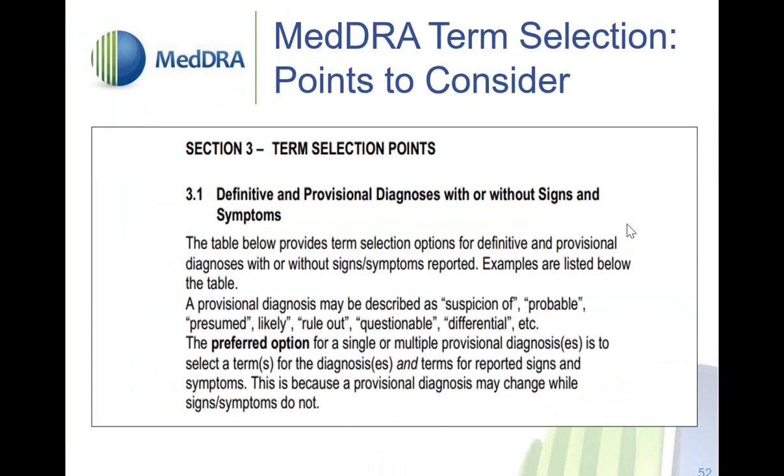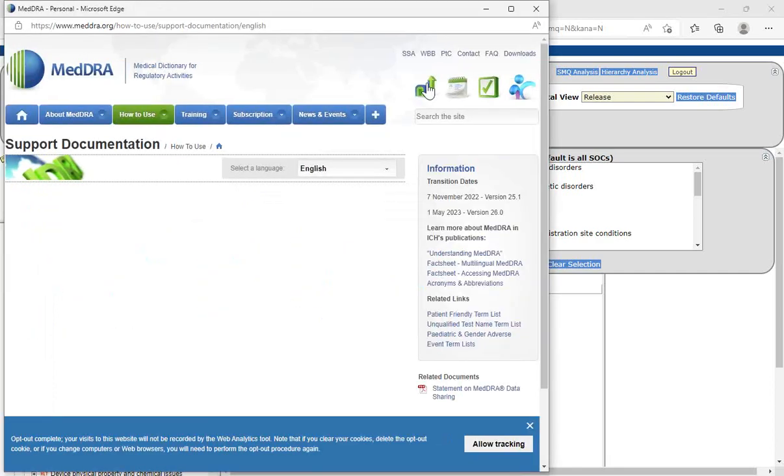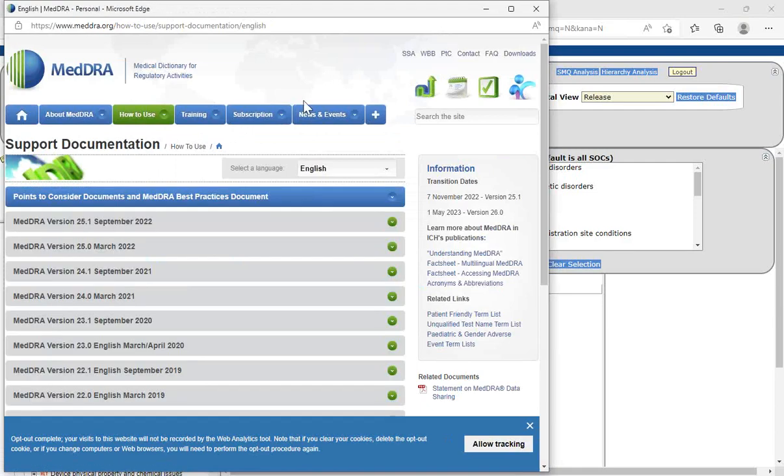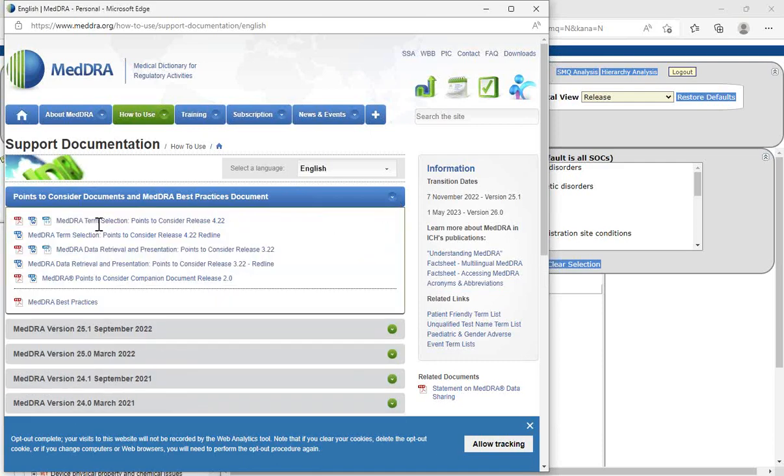So just for your reference, I'm going to go to the browser and show you how to access the various points to consider documents. Okay, so right here in your browser, there is a tab at the very top, MedDRA documentation. I click on that. This takes me to our meddra.org website. And what we have done for users here very conveniently is a separate tab where we house all of our points to consider documents. And let me open that up and show you the document that I'm going to reference, the MedDRA Term Selection Points to Consider document, that I have a screenshot that I showed you for section 3.1. I'm going to open this up.